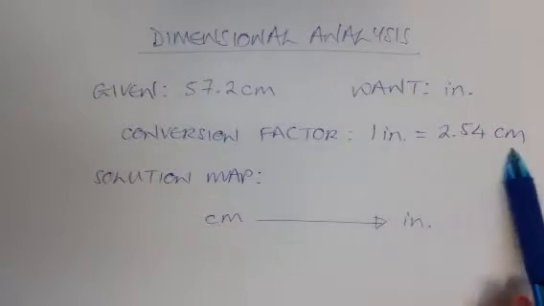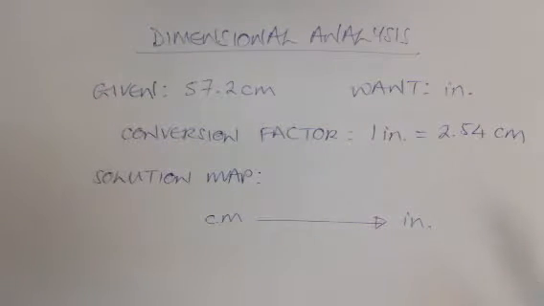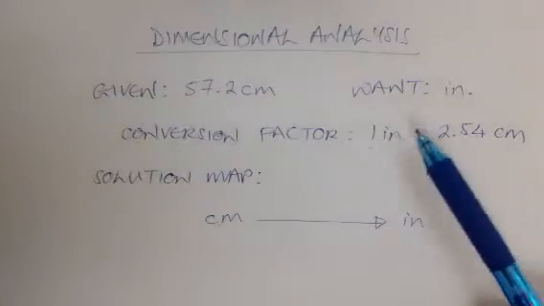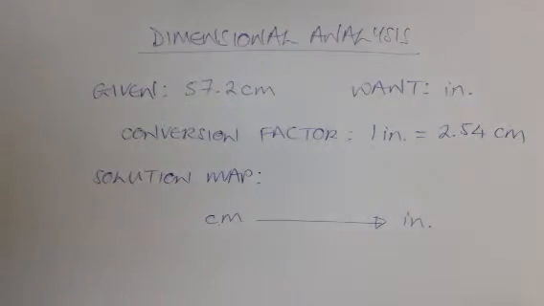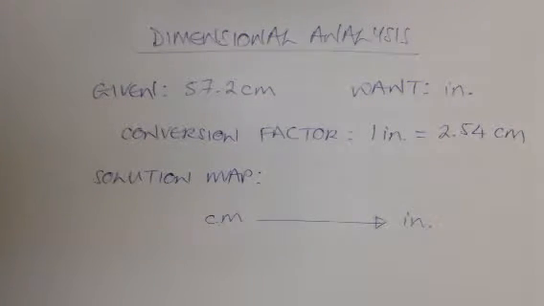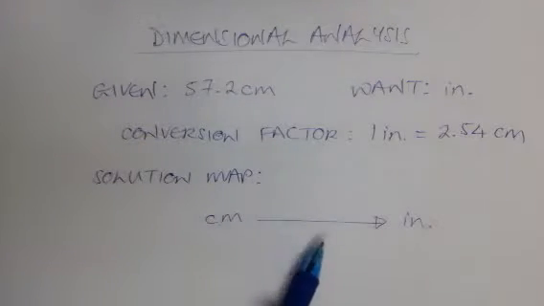So we need to write our conversion factor as a per expression. So we write it as a fraction. Right now it's written as an equality, so many inches equals so many centimeters. But on our arrow and in our calculation, it needs to be written as a fraction. And whatever is at the front of the arrow needs to go on the bottom of the fraction.